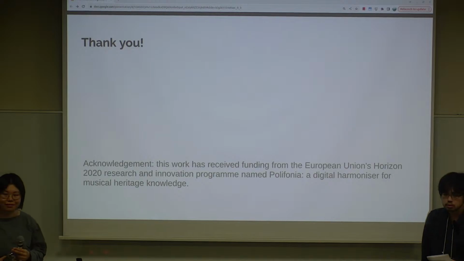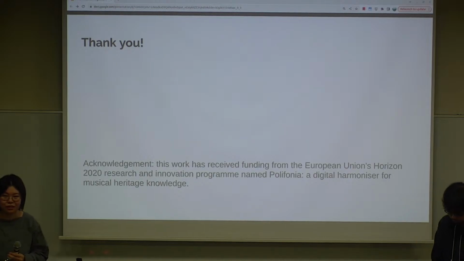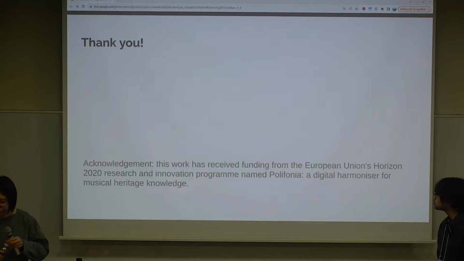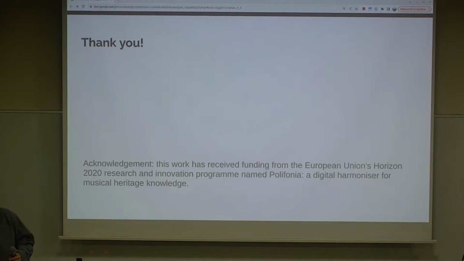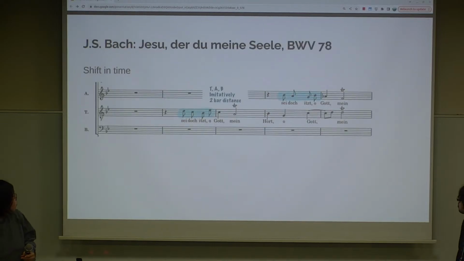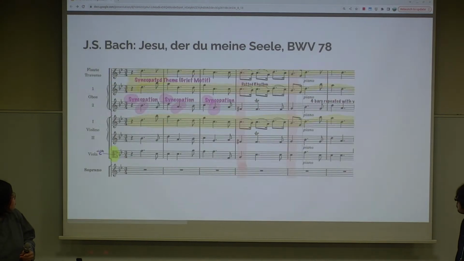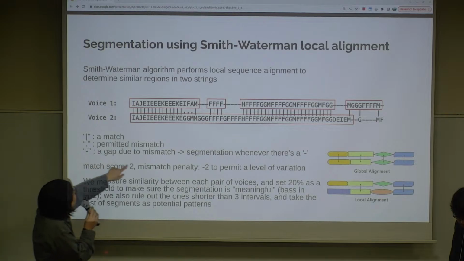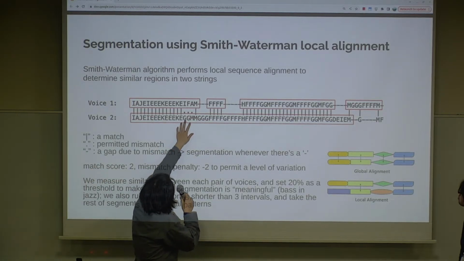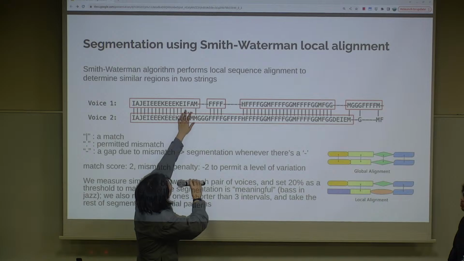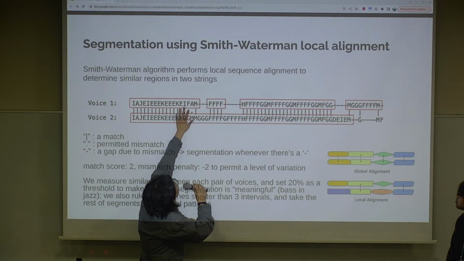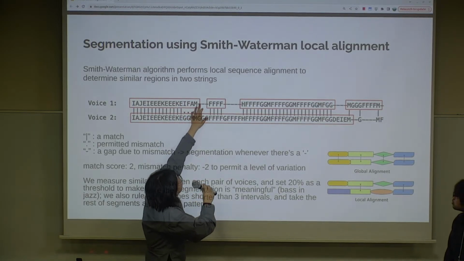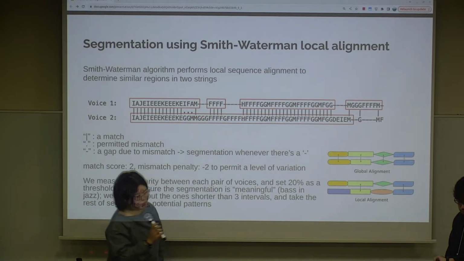Thanks for the presentation. Sorry if you explained this already, but I was wondering, how do you decide what is a permitted mismatch? So permitted mismatch is that we allow like two, I think three. Yeah, in this case you can see. So more than this many mismatch is a gap. I see, thanks.